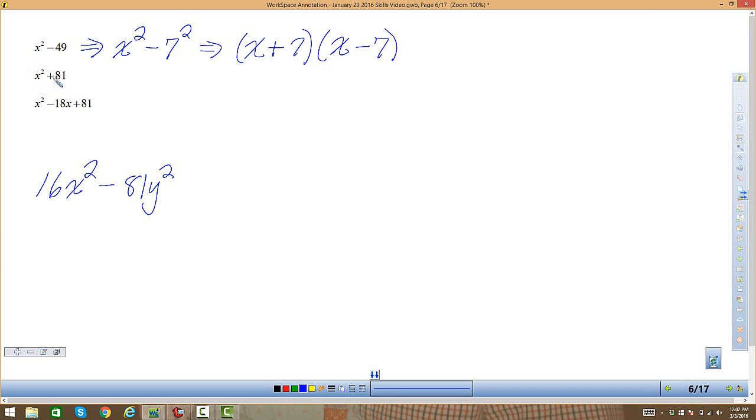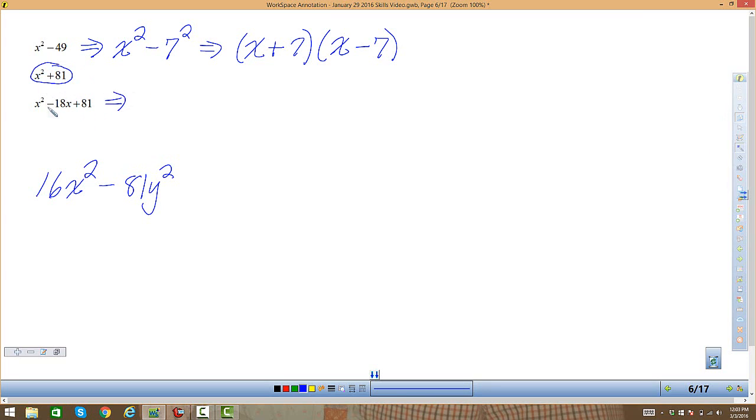Here we have x squared plus 81. If this was minus 81, it would factor to x plus 9 times x minus 9. Because this is a plus and not a minus, this is as simple as possible if we're factoring over the integers. So we'll leave that as is.